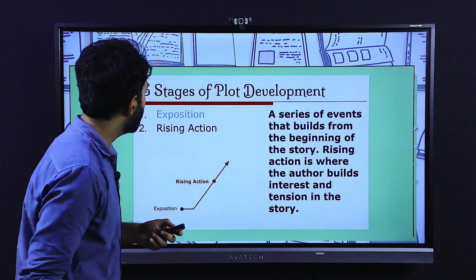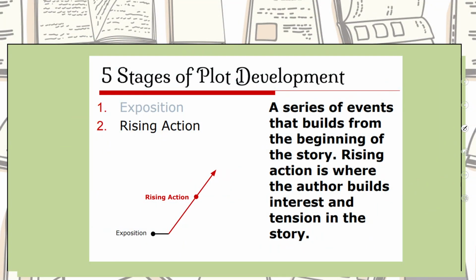Now, next one, we have action. We know that story demands an action because if there's no action, then there is no story. So the action is going to rise towards the middle. This is how we portray it. Now, what is the rising action? A series of events. See, a series of events.